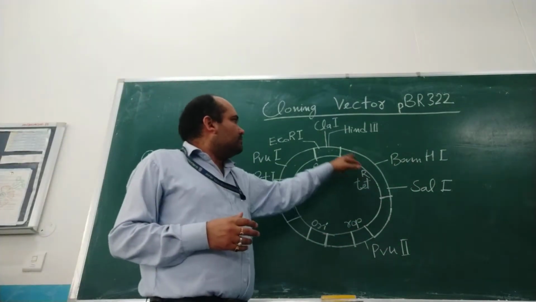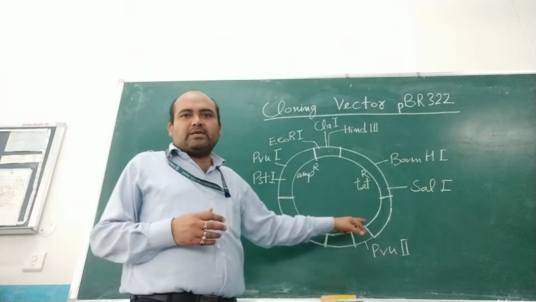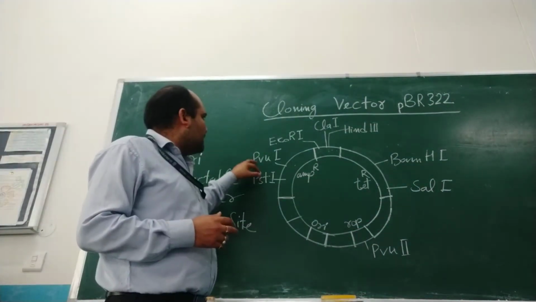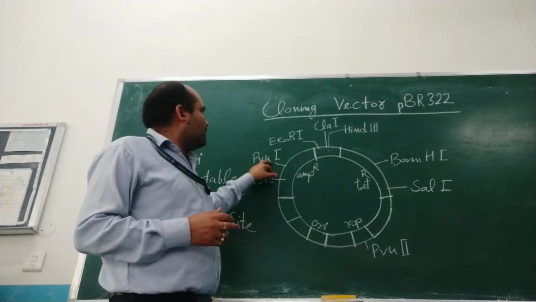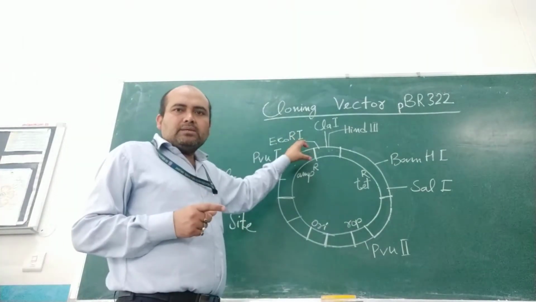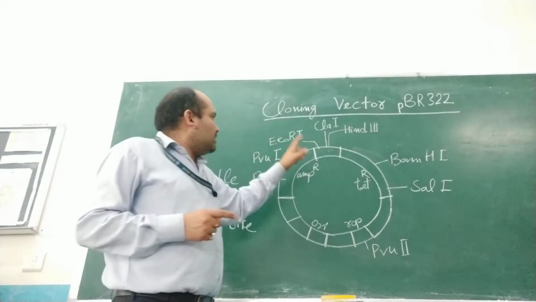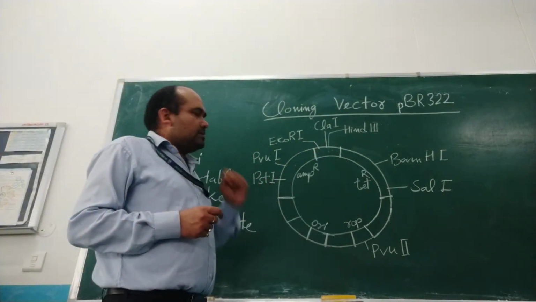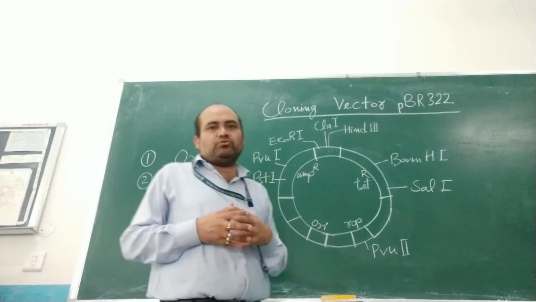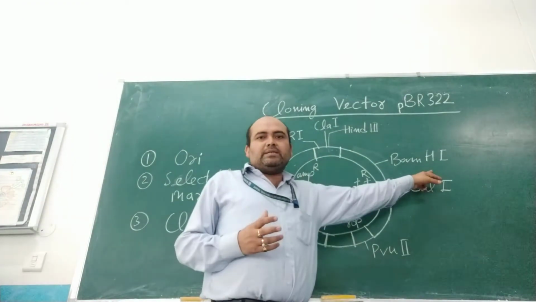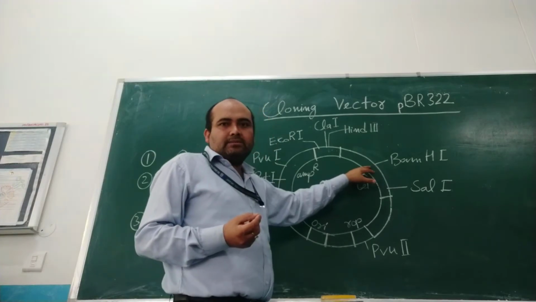If you see here, it contains a number of sites by which you can cut the DNA with specific enzymes. Here you will see PstI, PvuI, EcoRI. These are actually restriction endonucleases which will cut this DNA at this specific site. If you want to cut the plasmid DNA with the help of BamHI, that is an enzyme, this will cut the DNA from this site.